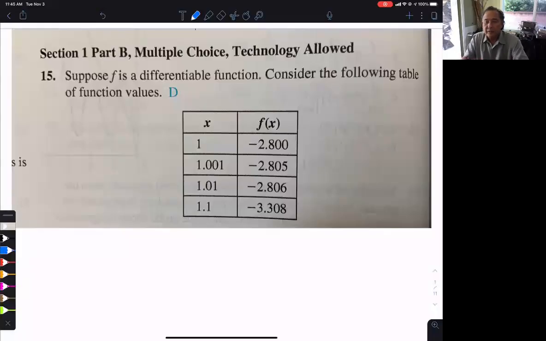This is number 15 from the end of chapter 3, AP practice questions. This one is a very common type of question and is very conceptual. So pay close attention to what I'm doing.